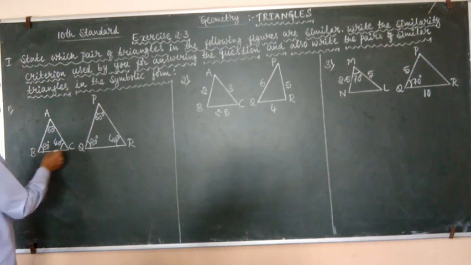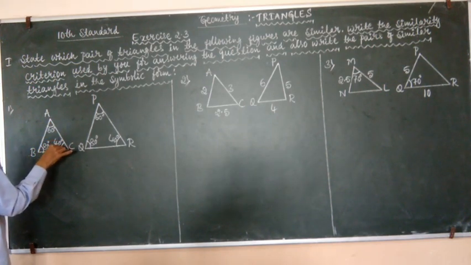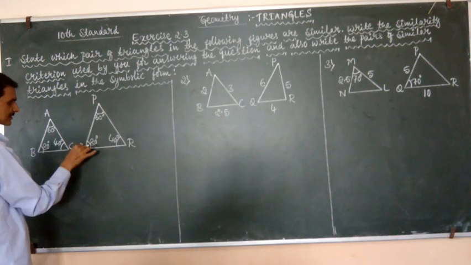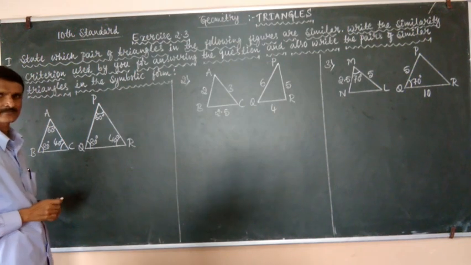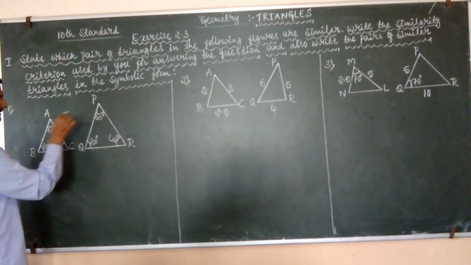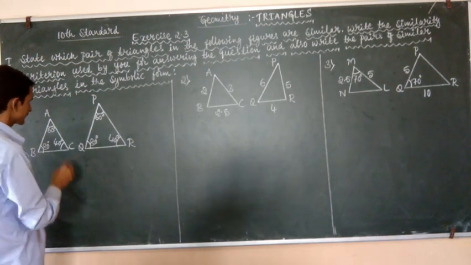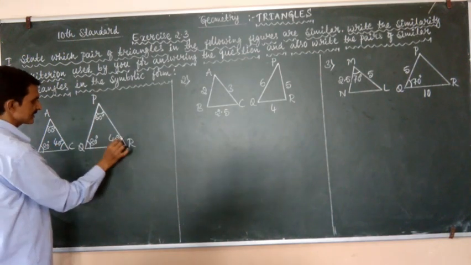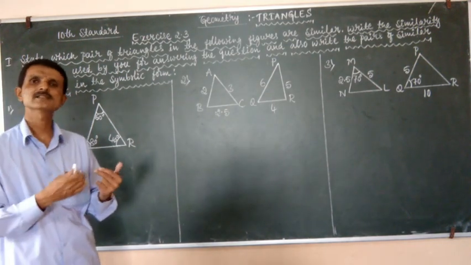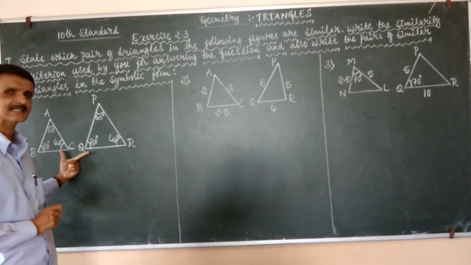Students, if you observe these two triangles, in triangle ABC, the measurement of angle A is 60 degrees, B is 80 degrees, and angle C is 40 degrees. Similarly, in triangle PQR, angle P is 60 degrees, angle Q is 80 degrees, angle R is 40 degrees. Corresponding angles are equal: angle A is equal to angle P, angle B is equal to angle Q, which is 80 degrees, and angle C is equal to angle R, 40 degrees. So the corresponding angles are equal, so these two triangles are similar. The criteria for this is angle-angle criteria.